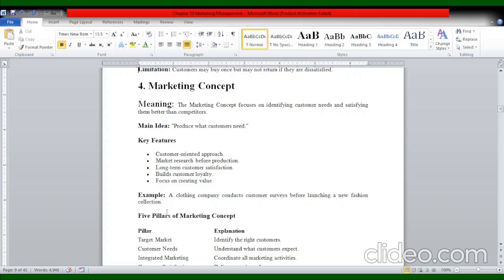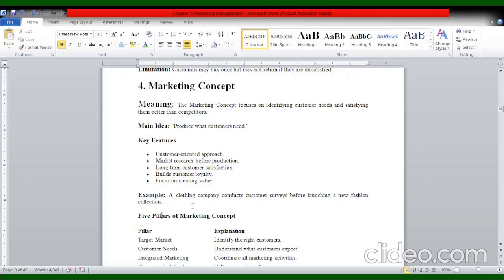So they are just conducting a customer survey, and after getting the feedback from the market research, they engage in production. They will showcase their product as per the customer demand, as per their long-term customer satisfaction. It will help them to grab the market, and more and more customers will be able to buy from them. And this is how your marketing concept will work.